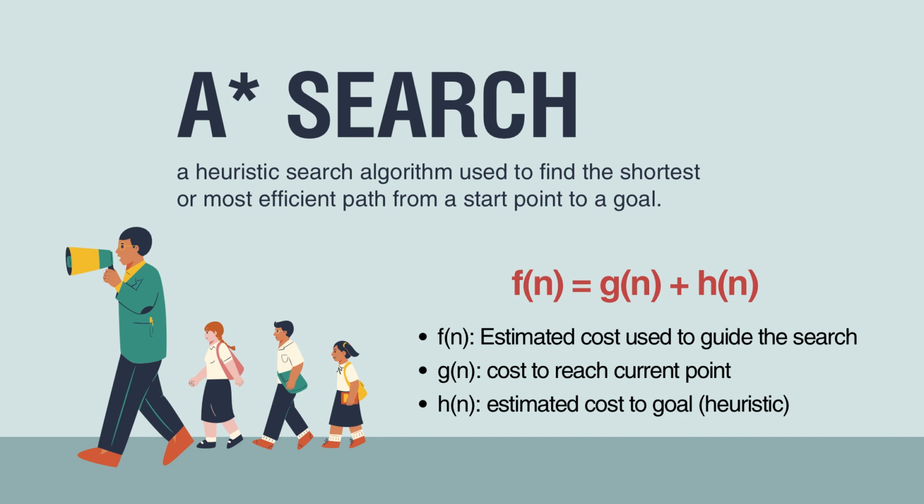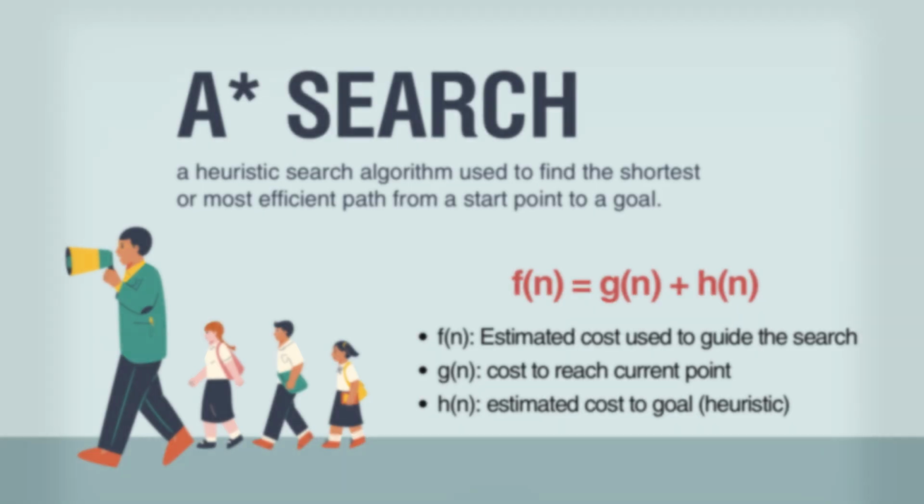Next, we have the A-star search algorithm. Unlike greedy best first search, A-star considers both the cost already taken and the estimated remaining distance. The formula is f(n) equals g(n) plus h(n), where g(n) is the cost to reach the current node, and h(n) is the heuristic estimate to the goal. This balance allows A-star to find more efficient and often optimal paths.